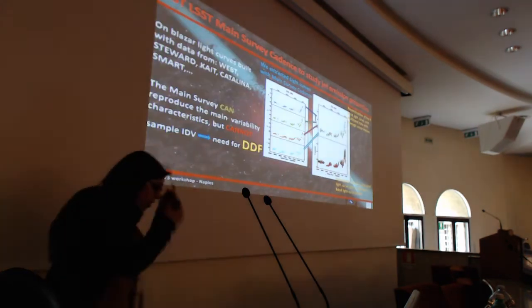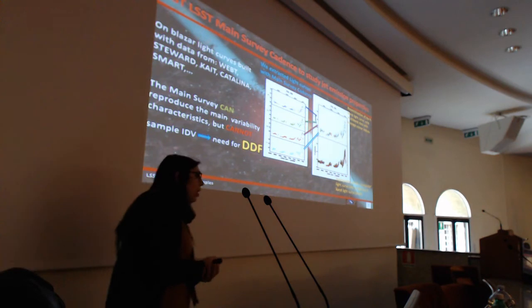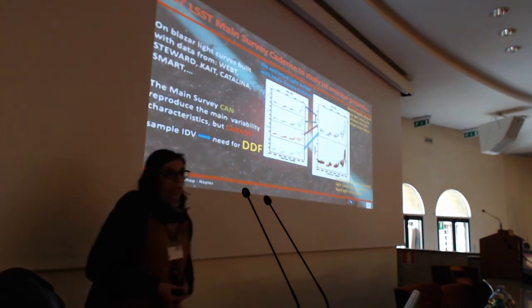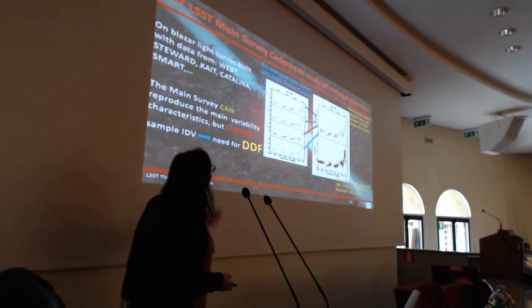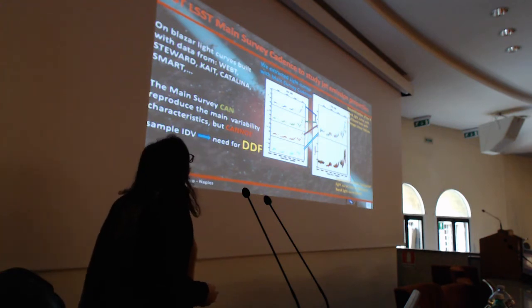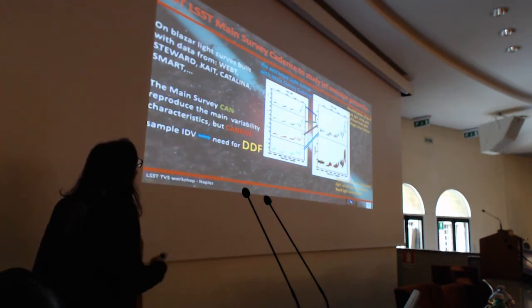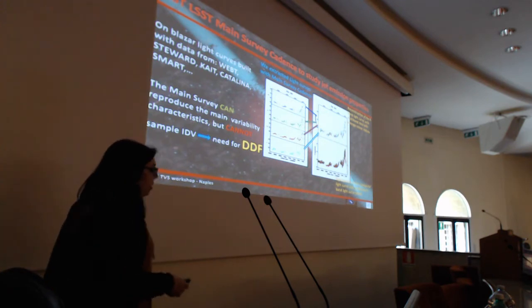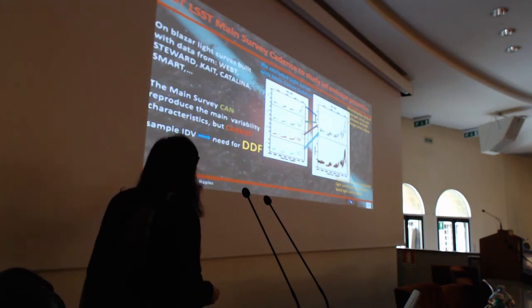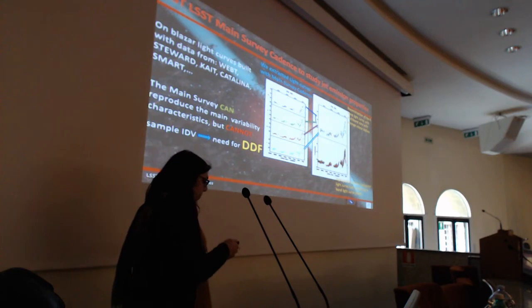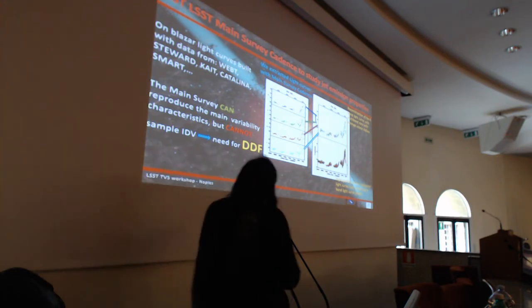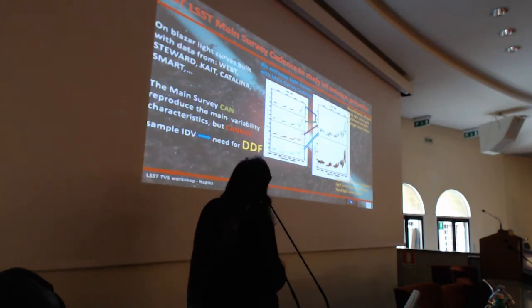We are doing different tests for the LSST. In the first case, for the main survey cadence, we build different light curves with the different data sets, for example, the WEBT, Steward, Kite, Catalina, SMARTS. We extracted the light curve with the main survey cadence.